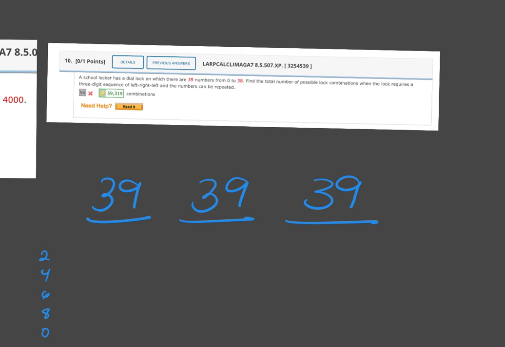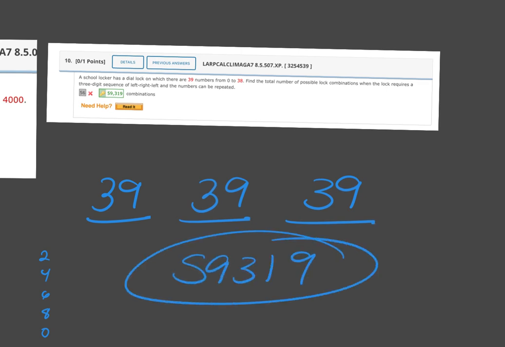If it said they couldn't be repeated, then you treat this as a factorial. It'd be 39, 38, 37. So that's 5, 9, 3, 1, 9.